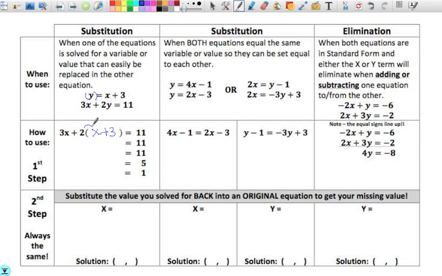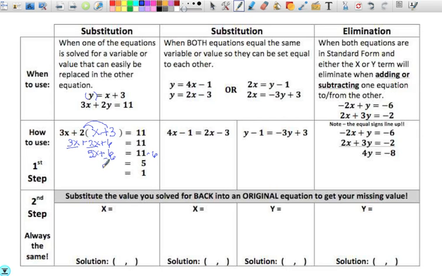So now I do my distribution of the 2. So I get 3x plus 2x plus 6 equals 11. Then I combine my like terms because 3x and 2x are on the same side of my equal sign, and so I get 5x plus 6 equals 11. And now I'm going to solve for x. So I'm going to subtract 6 from both sides. See if I have enough room here. So I'm going to subtract 6.